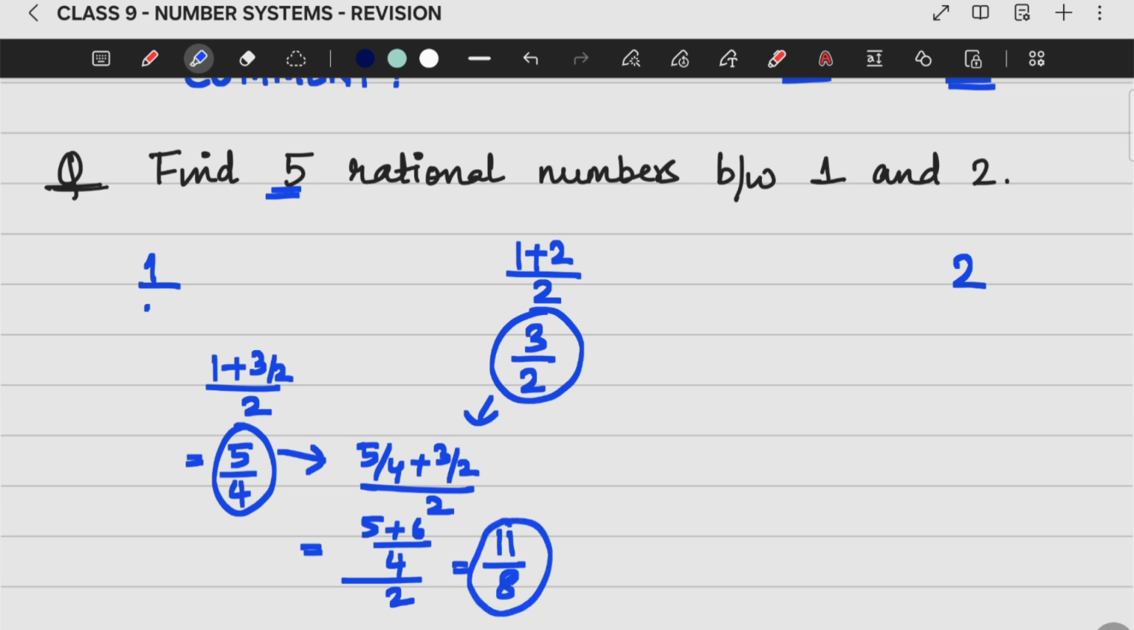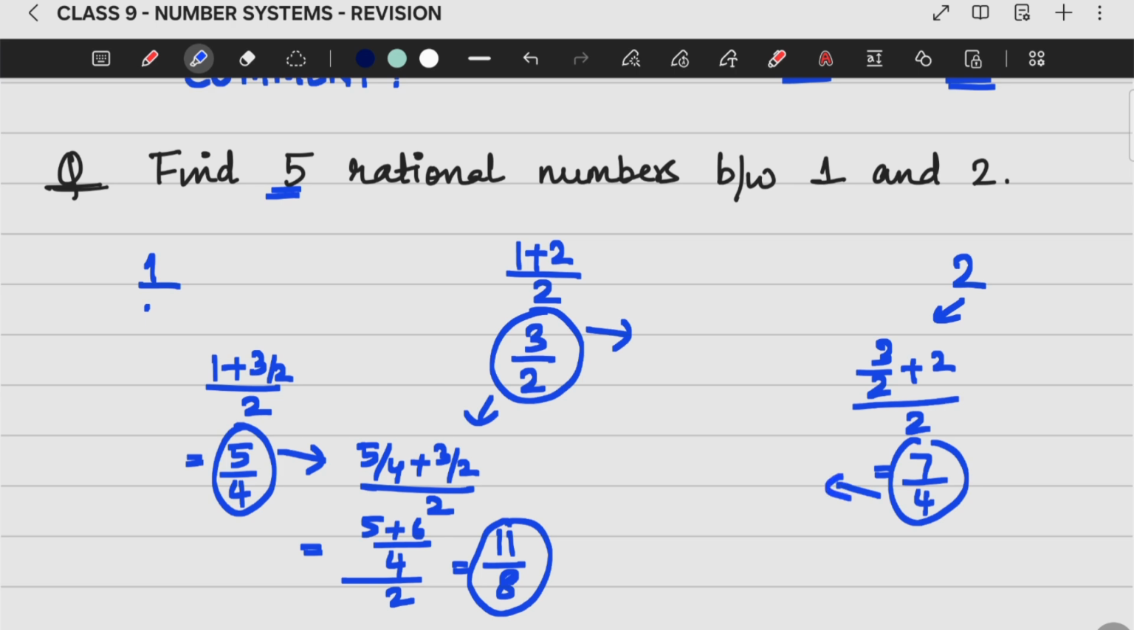So between 1 and 2, this was the first one, 3 by 2. Between 1 and 3 by 2, 5 by 4. Between 5 by 4 and 3 by 2, 11 by 8. Now, between 3 by 2 and 2, you can calculate (3 by 2 plus 2) by 2. The answer is 7 by 4. This is one rational number.